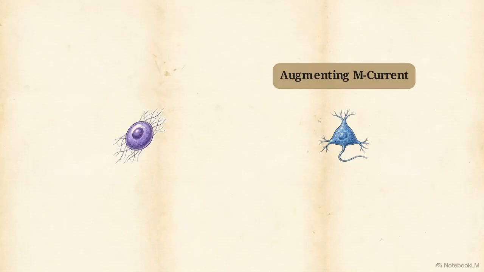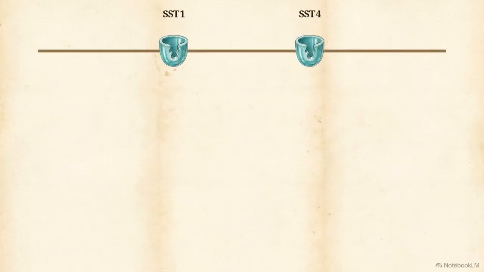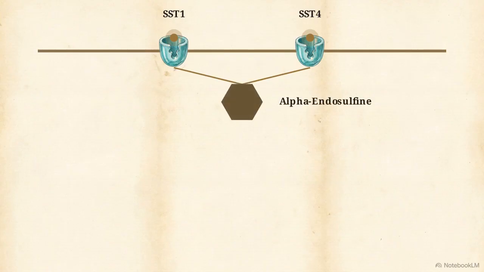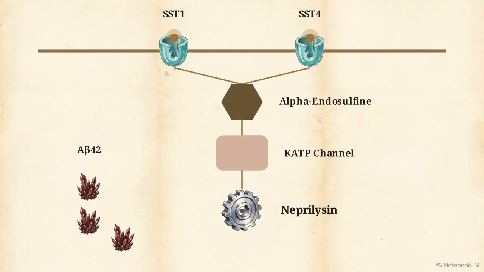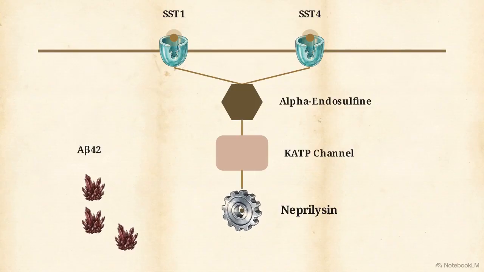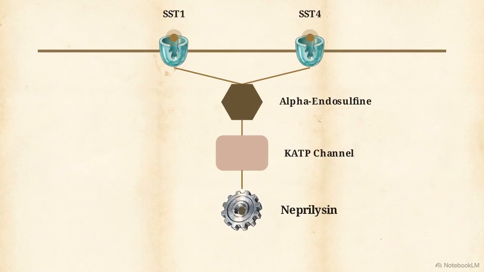The second restraint is entirely biochemical, and it controls the brain's waste disposal. At the cellular membrane, the somatostatin peptide binds to specific receptor subtypes, SST1 and SST4. This binding sets off a defined cascade. The receptors trigger a regulatory molecule called alpha-endosulfine, which then interacts with a specific ATP-sensitive potassium channel. That interaction directly regulates the activity of a large enzyme called neprilysin. Neprilysin is the principal protease in the brain responsible for degrading amyloid beta 42, the exact peptide that accumulates to form the plaques defining Alzheimer's disease.